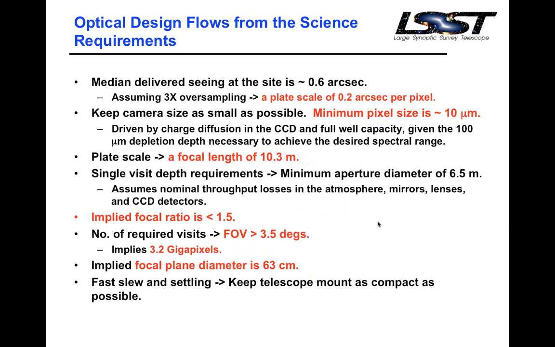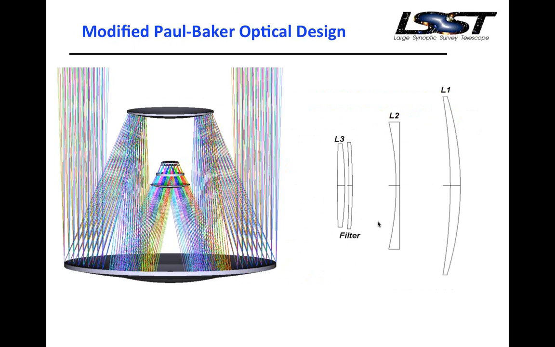And then finally, there's a requirement on the telescope mount design, because we want to do a new set of 2 exposures every 39 seconds or so, and we don't want to spend a lot of time waiting for the telescope to slew and settle. So we need a telescope mount that is as compact and stiff as possible, so we can do so many exposures a night at high efficiency. So this is the optical design. We call it a modified Paul Baker design.